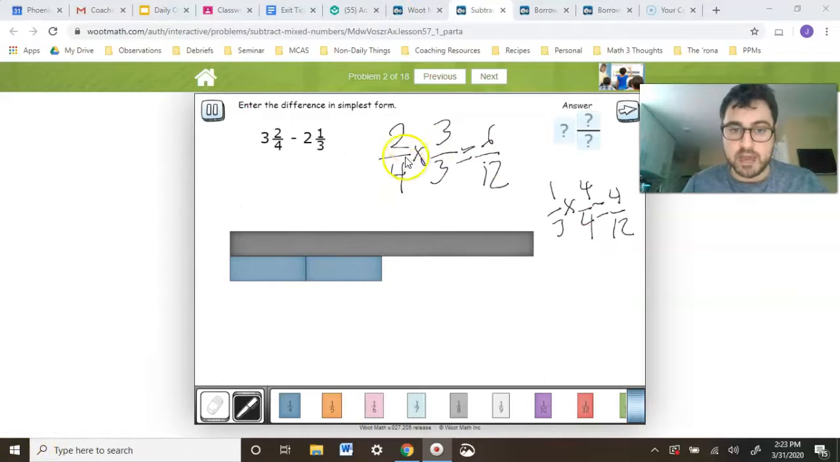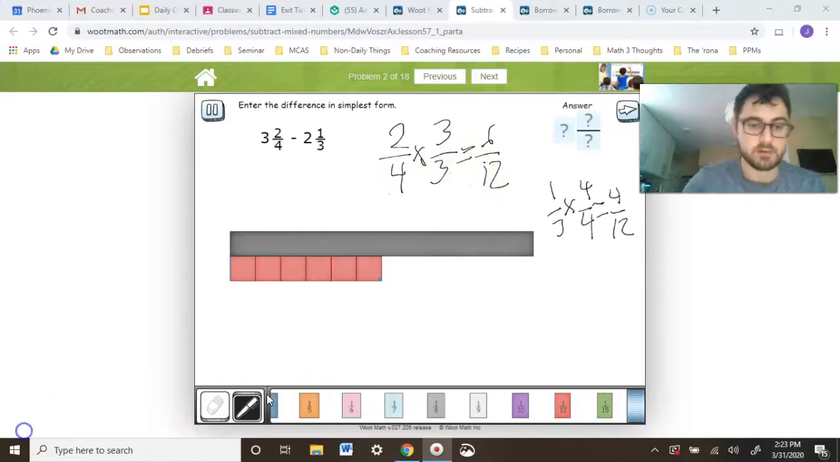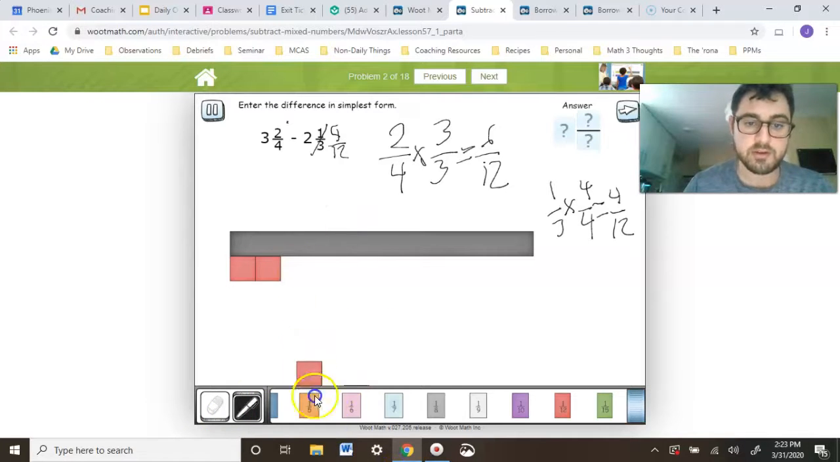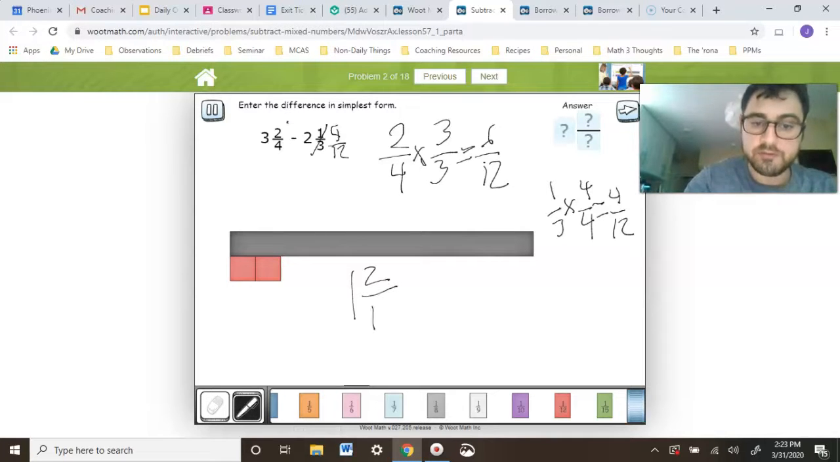And back here, we now know these 2/4 are the same as 6/12. I'm going to change. So I now know that this is 6/12, and I also know that this 1/3 is equal to 4/12, which means that what I need to do is take away 1, 2, 3, 4. That means that my answer here would be 1 and 2/12.